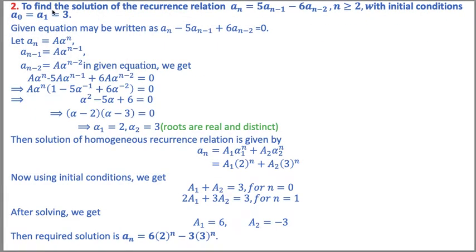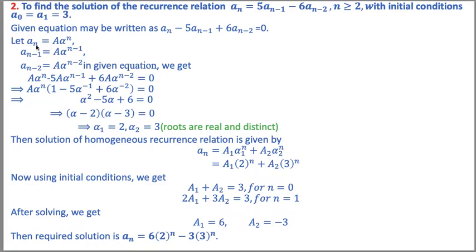Suppose one more example. We find the solution of the recurrence relation an equal to 5 a(n-1) minus 6 a(n-2), n greater than or equal to 2, with initial conditions a0 equal to a1 equal to 3. We can write this recurrence relation as, if we shift these two terms to the left hand side, then we get an minus 5 a(n-1) plus 6 a(n-2) equal to 0.